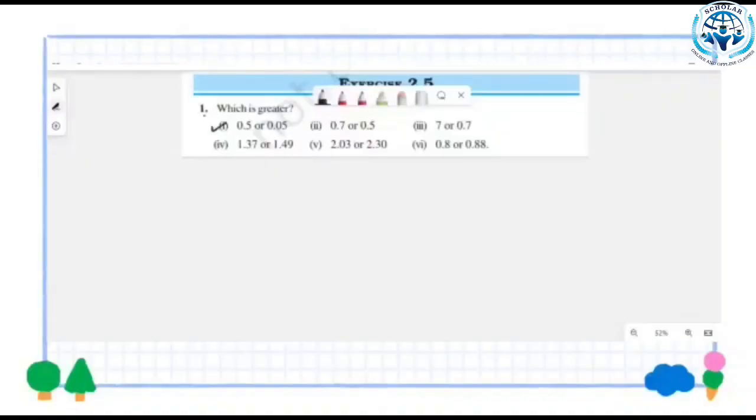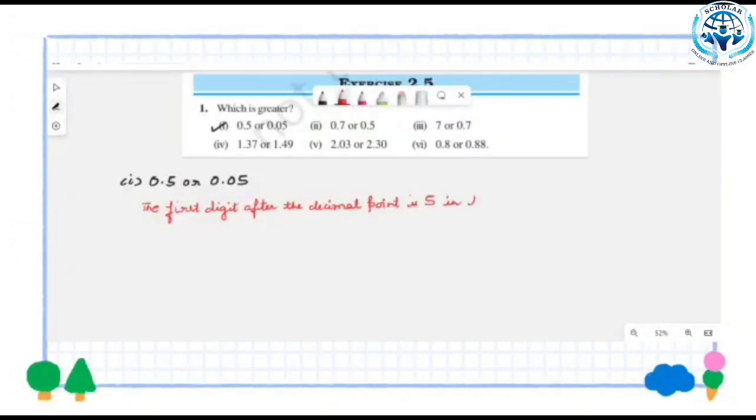The first question of exercise 2.5 is which is greater? I told you how to find out which one is greater. You remember? 0.5 or 0.05. So the first digit is 0 before the decimal. After the decimal, the first digit in the first number is 5. The first digit after the decimal in the second number is 0. So which is greater? 5 or 0? 5. So which number is greater? 0.5. Easy.